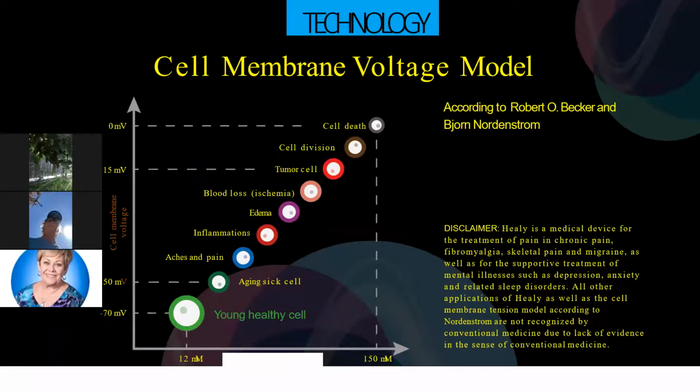It's treatment of pain, chronic pain, fibromyalgia, skeletal pain, migraine, as well as for the supportive treatment of mental illness such as depression, anxiety-related sleep disorders. All other applications of Healy, as well as the cell membrane tension model, according to this person, is not recognized as conventional medicine due to the lack of evidence of a conventional medicine process. I used this for this presentation because it's expanded in terms of describing what the Healy does, and that's important.